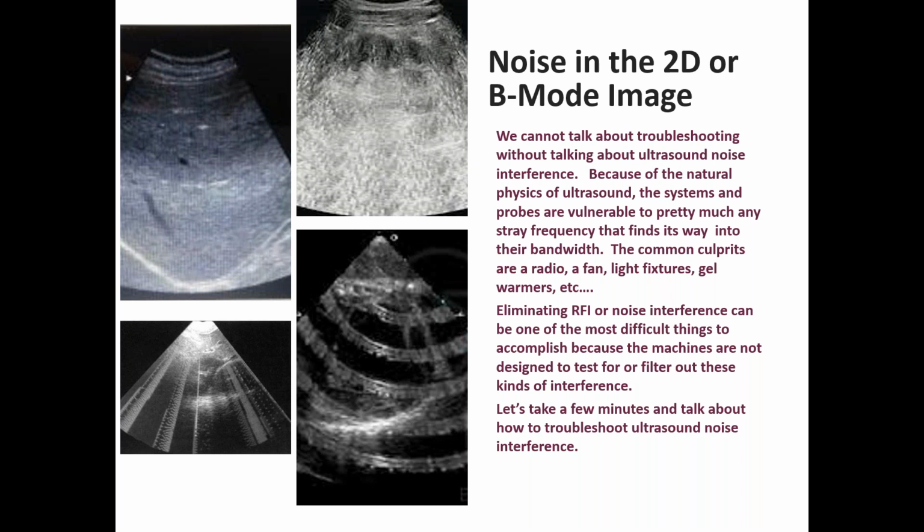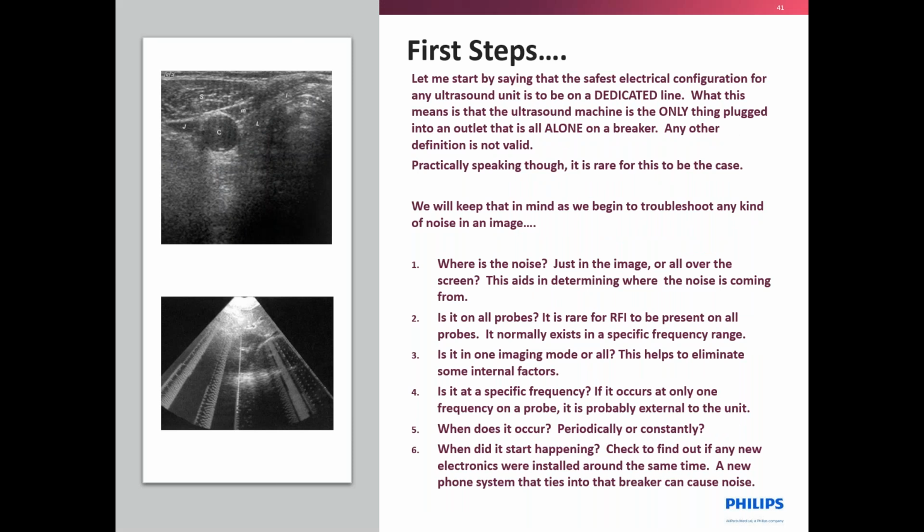Let's take a few minutes and talk about how to troubleshoot ultrasound noise interference. Let me start by saying that the safest electrical configuration for any ultrasound unit is to be on a dedicated line. What this means is that the ultrasound machine is the only thing plugged into an outlet that is all alone on a breaker. Any other definition is not a valid definition of dedicated line. Practically speaking, though, it's rare to find this to be the case. We'll keep that in mind as we begin to troubleshoot any kind of noise in an image.